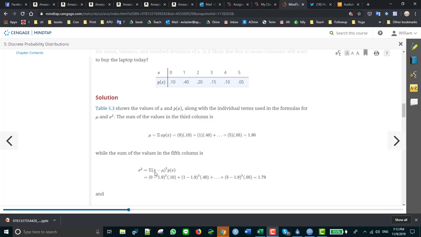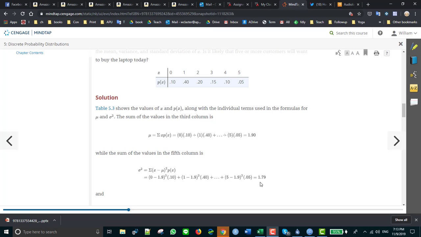But anyway, what's the difference between the formula for mu and this one? Again, p of x is the same, sigma is the same. The difference is here there's x, and here we can call this the deviation of x from the mean, and then squared. So you might want to remember it that way. Anyway, you can follow through here, and when you do the calculation, you get 1.79.